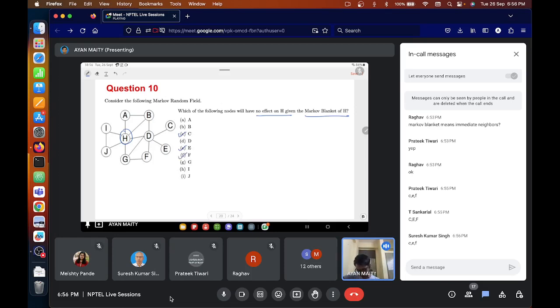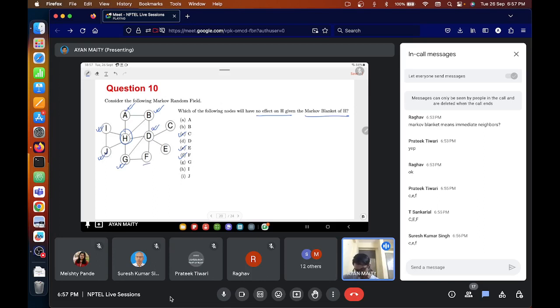So the question is which of the following nodes will have no effect on H given the Markov blanket. So for H, if we try to find out the Markov blanket, these are the immediate neighbors: A, B, D, G, J, I. So these are the nodes that will be in the Markov blanket of H. So all the other nodes that are not in the Markov blanket of H will have no effect on H given the Markov blanket. So if Markov blanket nodes are given, in that case, all the other nodes have no effect on it. Which are the other nodes?